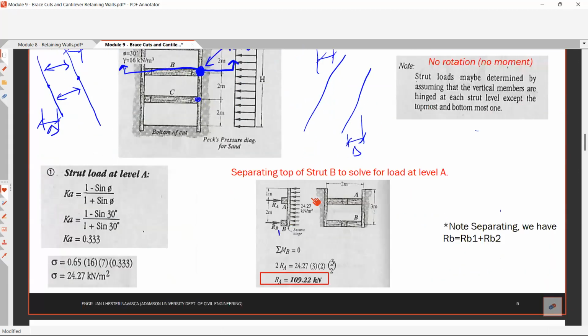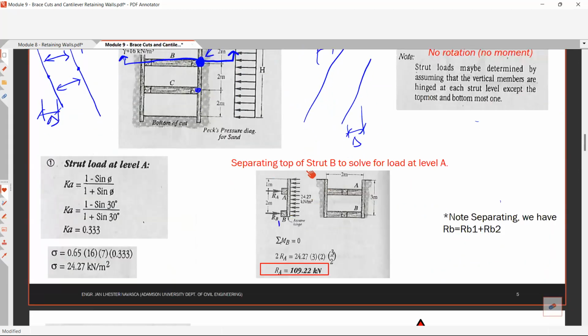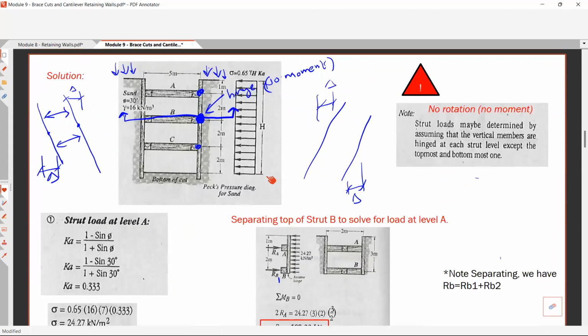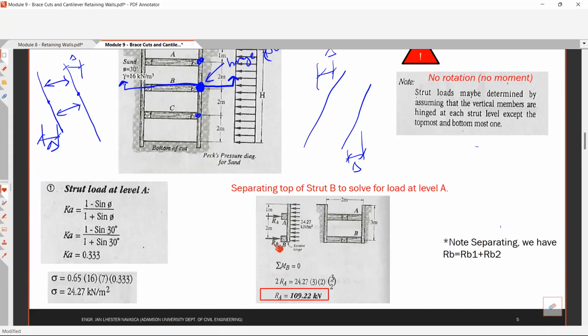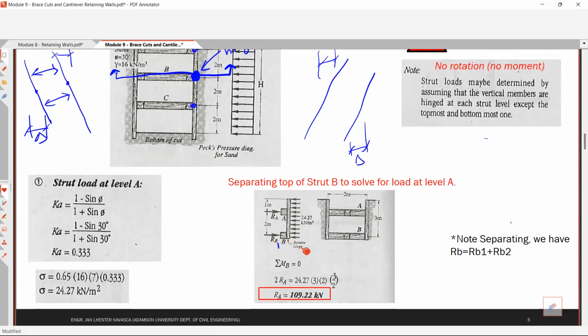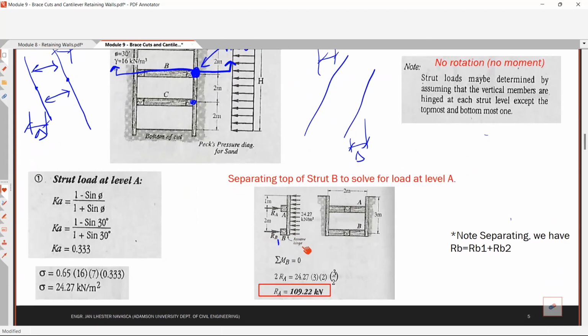Anyway, so let's separate the top of the strut B to solve for the load at level A. So we have this pressure diagram of 24.27. We have this RA assumption, let's say going to the right, and yung RB1. So this point B is assumed hinge. Therefore, we can sum moment at B equals to 0.